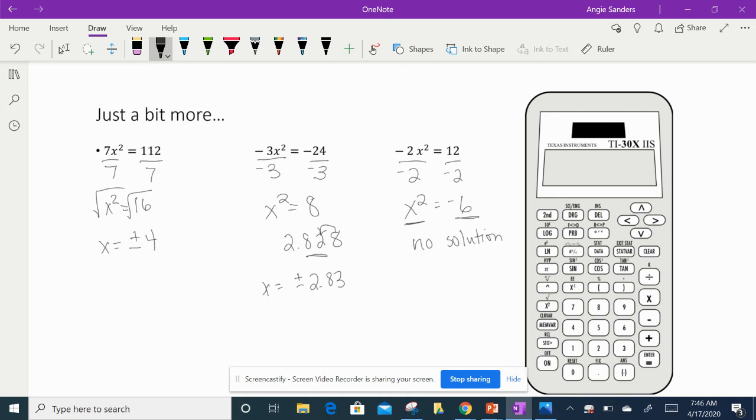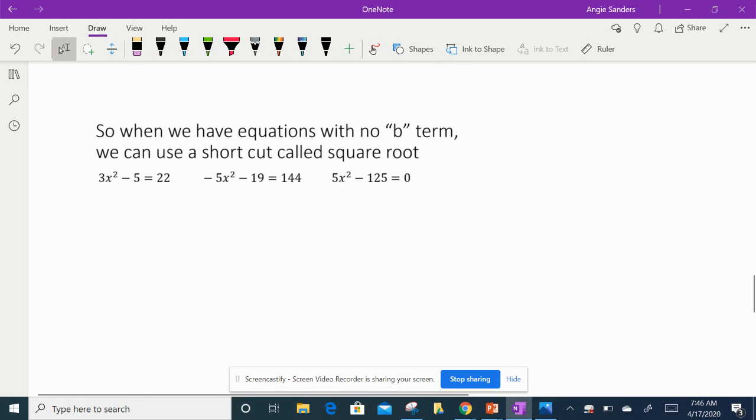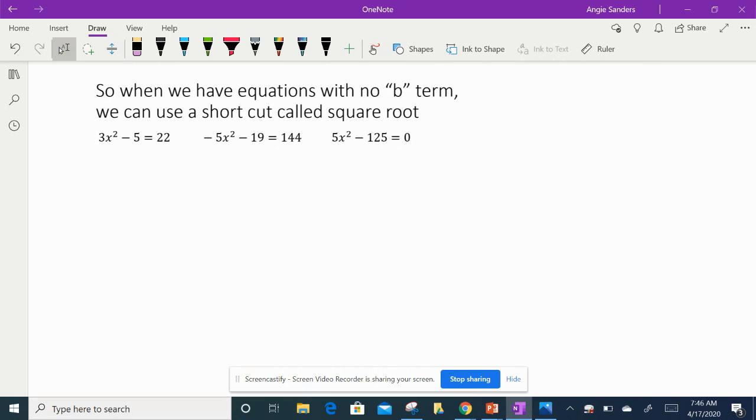So guys, you've really got most of the information you need now to solve, but let's just make sure that we're all clear. When we have equations that have no b term, that allows us to use the square root property. If we have a b term, we can't use the square root property because we can't get x squared by itself. So the square root property in this case, if I had a problem, 3x squared minus 5 is equal to 22, I notice there's no x term there, and so square root property is an option for me here.